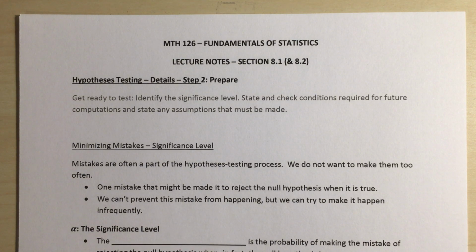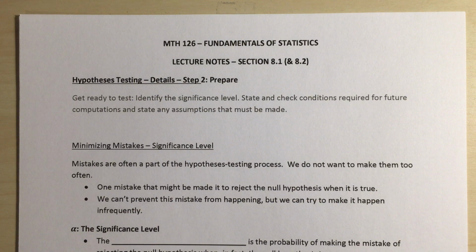Right, so now we're going to look at our second step in our hypothesis testing procedure. Our second step is going to be to prepare. So we're going to get ready to test, identify the significance level, state and check the conditions required for future computations, and state any assumptions that must be made.